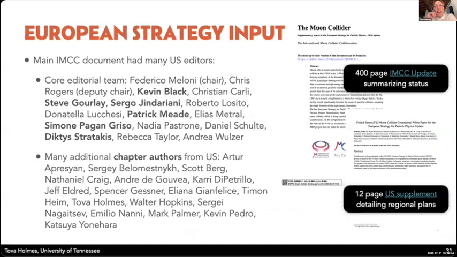Okay, one of the main successes, I would say, of the IMCC in the last year was putting together this truly impressive 400-page document on the status of the Muon Collider effort, from which I've taken a lot of items throughout this talk. It's a great resource if you're interested in understanding almost anything more about the effort we are working on. That core editorial team involved a whole lot of US members, but we also had an additional US supplement, 12 pages, detailing our regional plans about how we see the US effort.